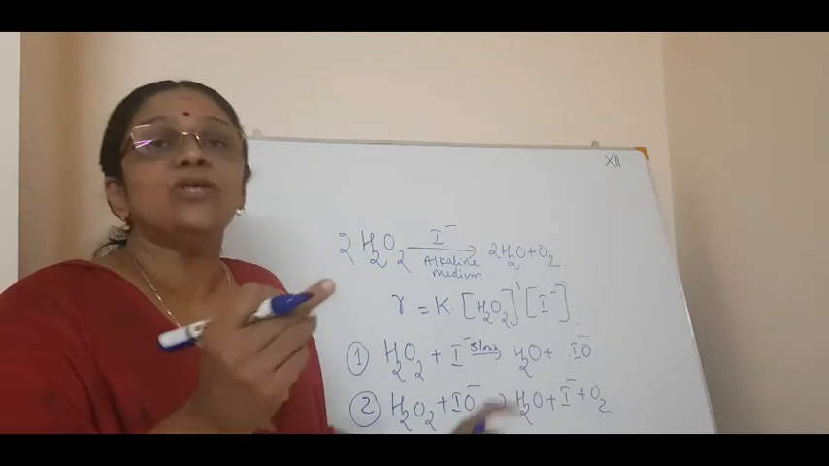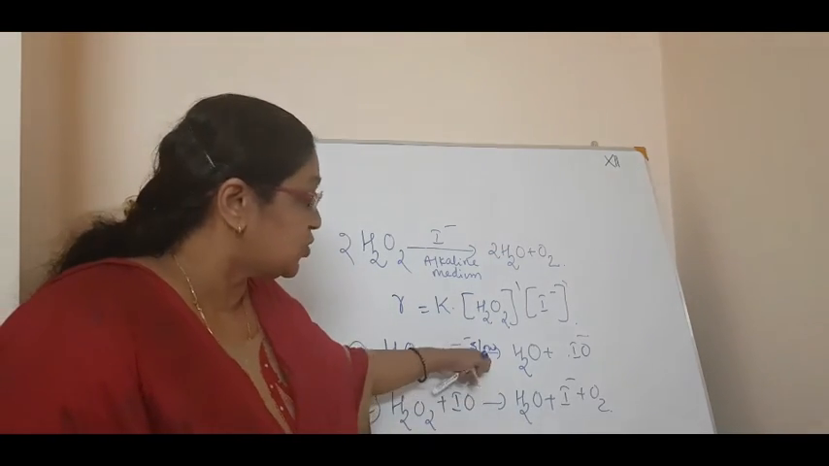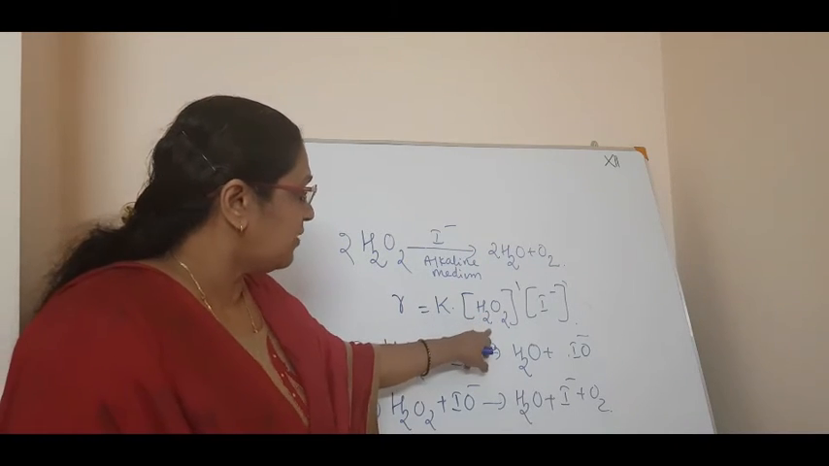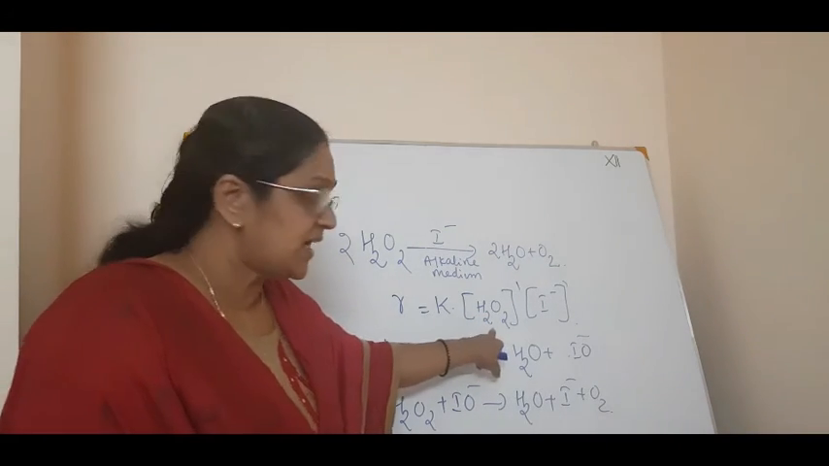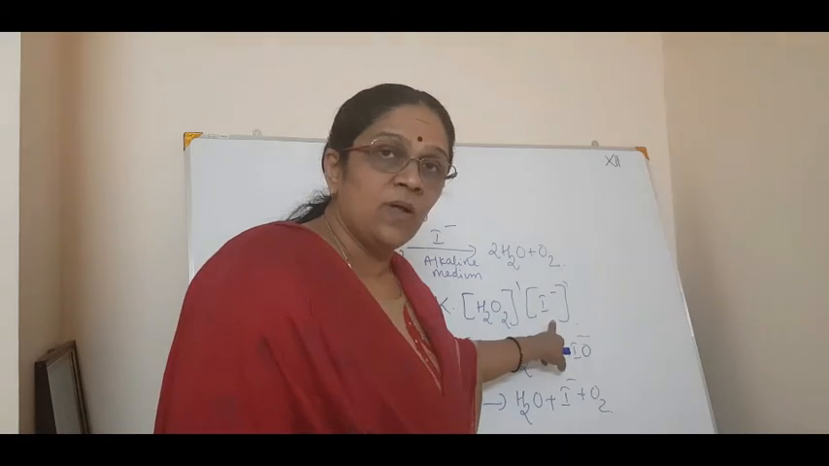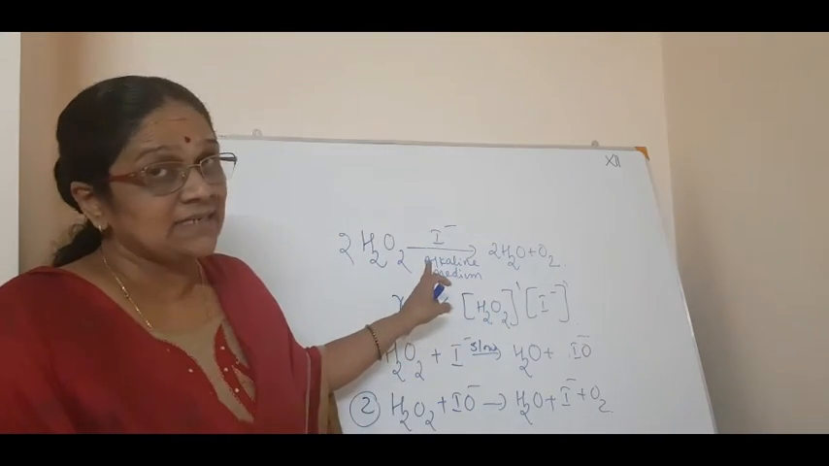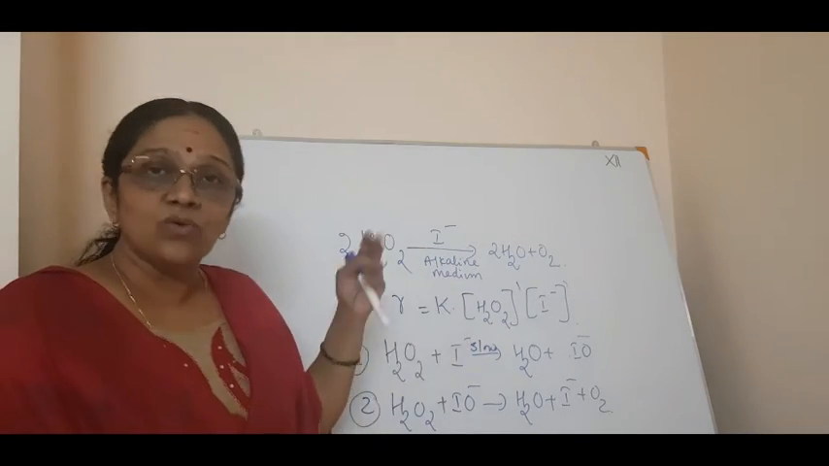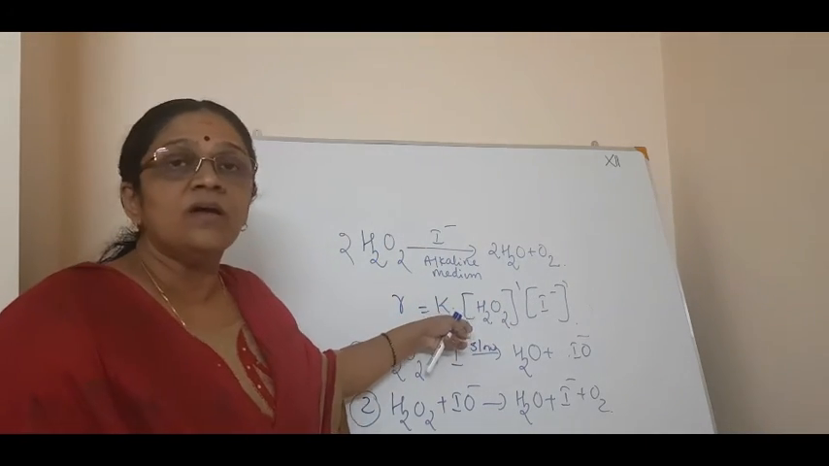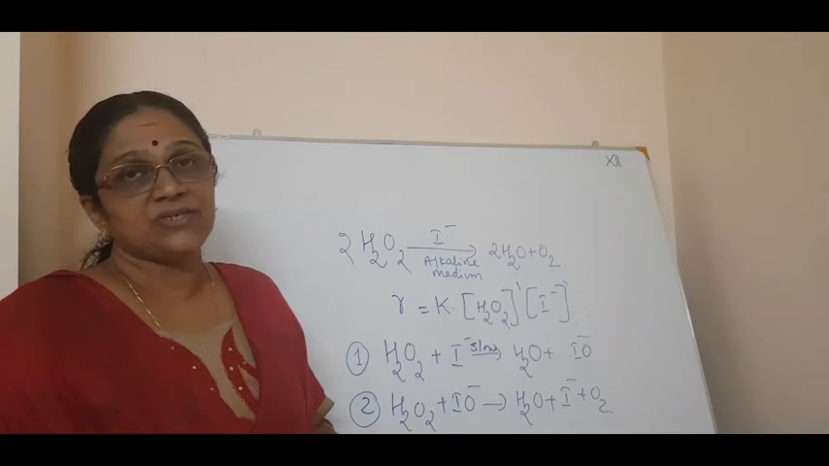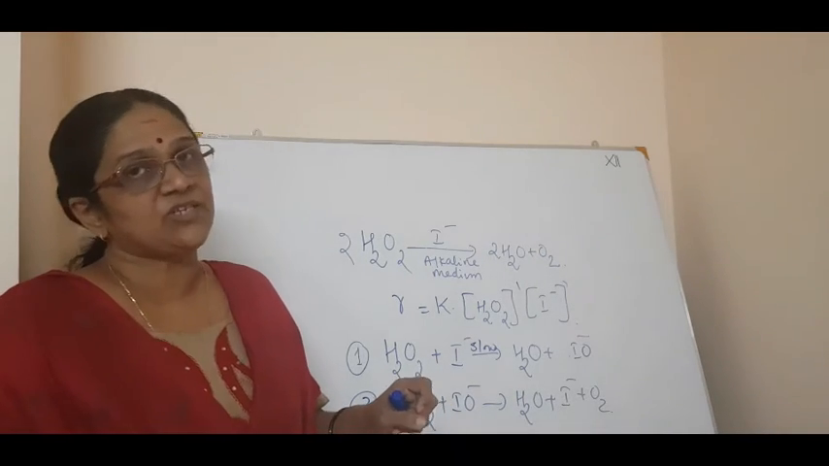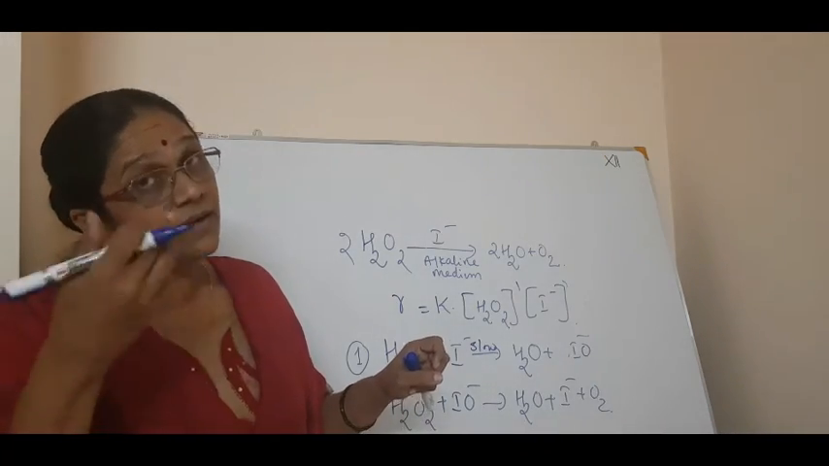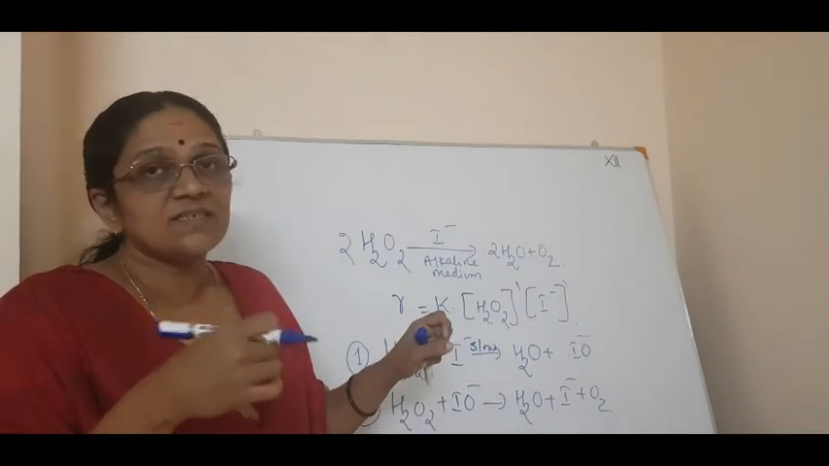It will be the stoichiometric coefficient of the slowest step. Correct? So, it is first order with respect to hydrogen peroxide and first order with respect to I minus. I minus is a catalyst. I already told you, in some reactions, the catalyst also comes into the picture in determining the rate of a reaction. Sometimes the product also comes into the picture. Sometimes one or two of the reactants don't come into the picture. All that we discussed in the first session.